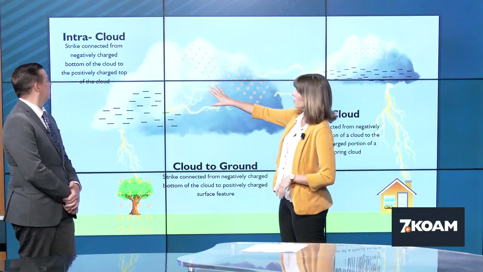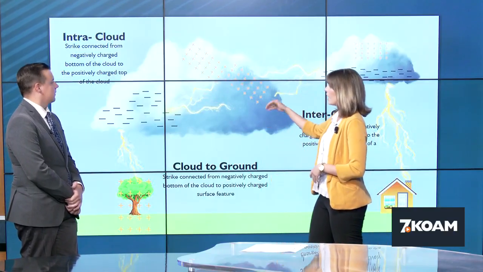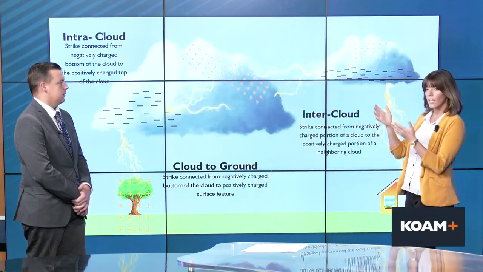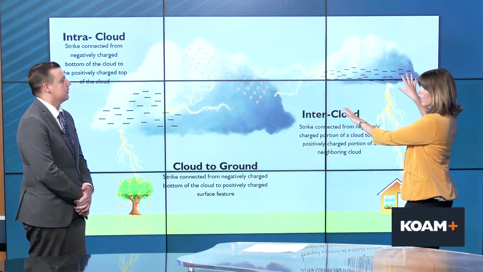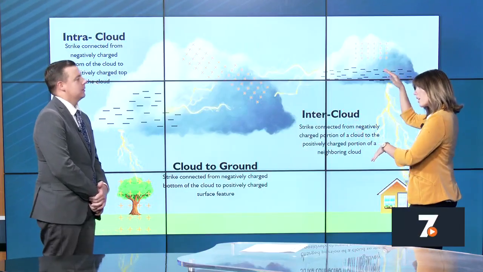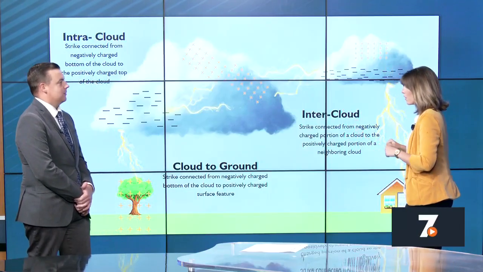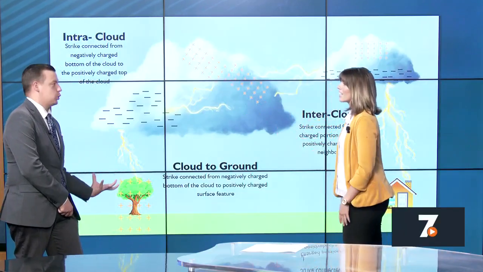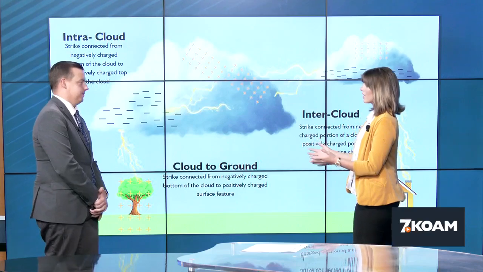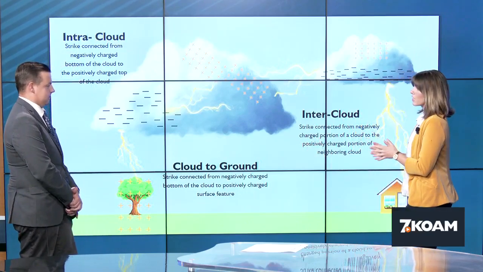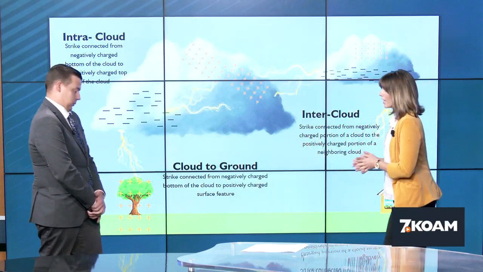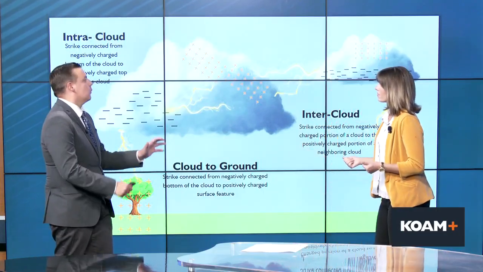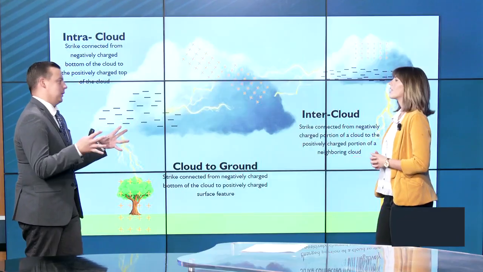Now we've got intra-cloud lightning, which is cloud to cloud. That's typically within the same cloud. Inter-cloud lightning is cloud to cloud, but it's from neighboring clouds. So you can see that when you get the little lightning strikes and it doesn't actually touch the surface. And then you have cloud to ground. Obviously, we've all seen that. That's the really picturesque lightning that we can see. And that's obviously the most dangerous kind because we could get struck by lightning. So we've got quite a few types of lightning. But where does the thunder come from, right?